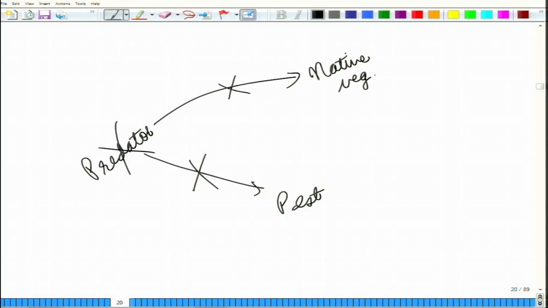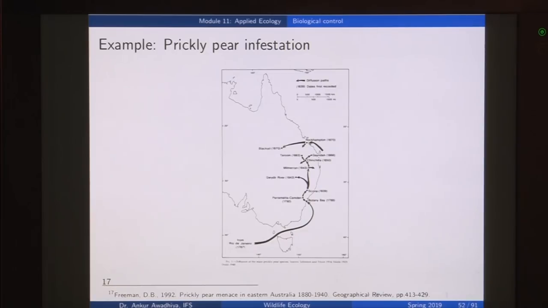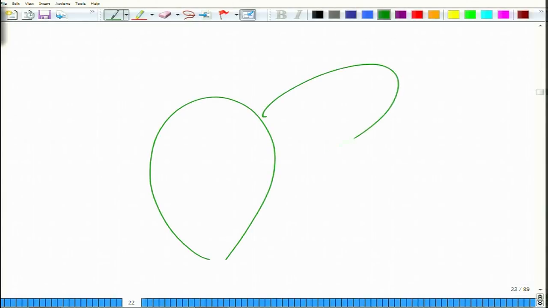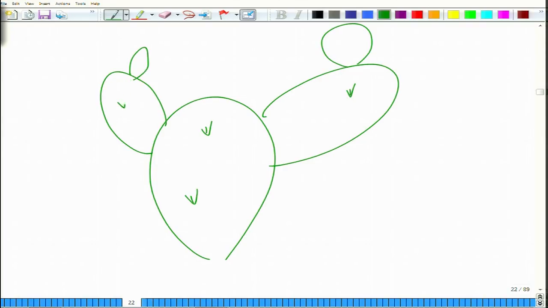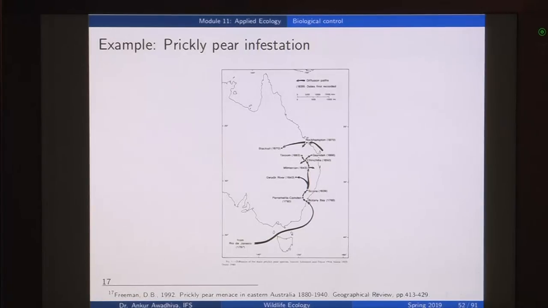Now, to give an example, we will look at the case study of the prickly pear. Prickly pear is an Opuntia species, so it is a species of cactus, and you will often have seen it in the textbooks. It looks like this. And it has these thorns. It is green in color, and so it has a lot of cells that are doing photosynthesis at all times. It is able to store moisture. So, in the case of Australia, which is a very dry land, this species is able to grow very fast.